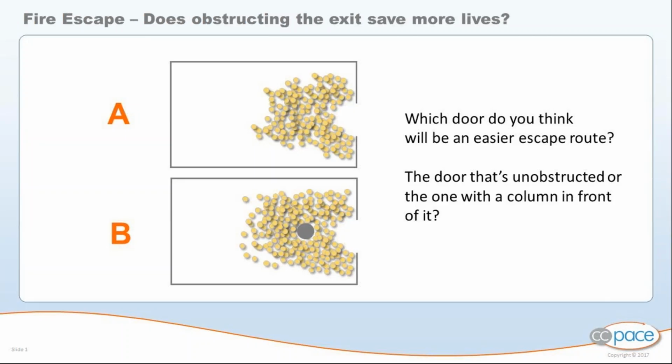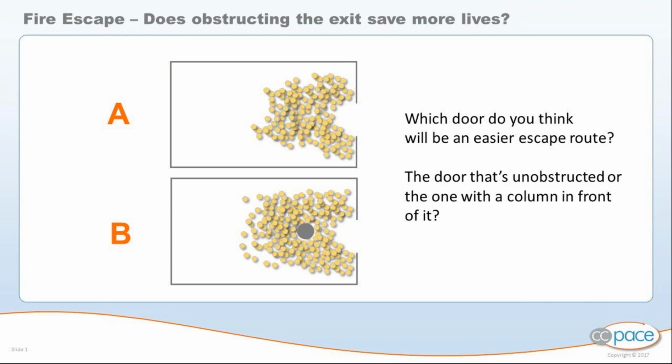Now, we're gonna do a little exercise on flow, and Lauren is gonna poll you to vote. I have people in a room A. I have people in room B. In room A, there's nothing obstructing the door. And in room B, there is a column obstructing the door. My question to you is pretty easy. Which room do you think people will be able to get out of the faster if, let's say, there were a fire alarm or an emergency that everybody had to leave the room? Is it room A or room B, which is obstructed?